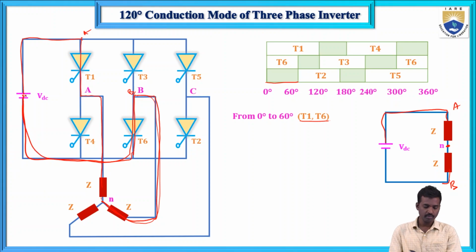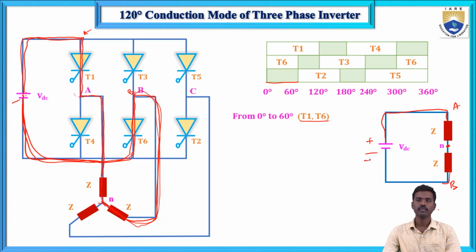So in this diagram, the positive terminal of the battery is connected to the T1 switch. T1 switch is closed, short circuited, and Z, through A. After that N, and next this one is the negative terminal of the battery. So now from this you can determine the phase voltages VAN and VBN.